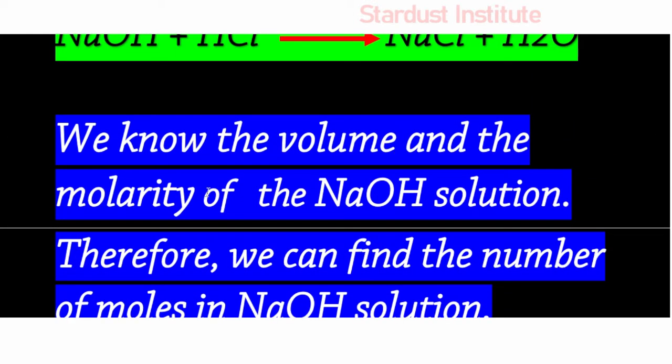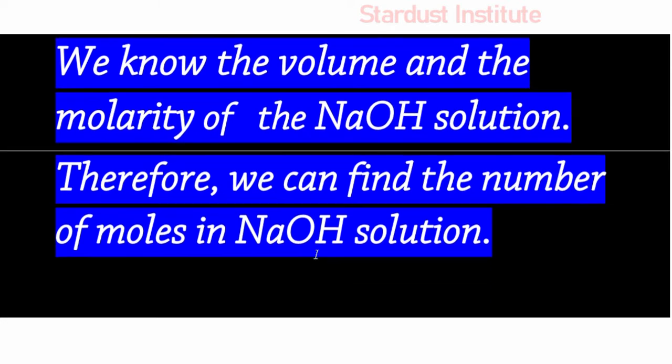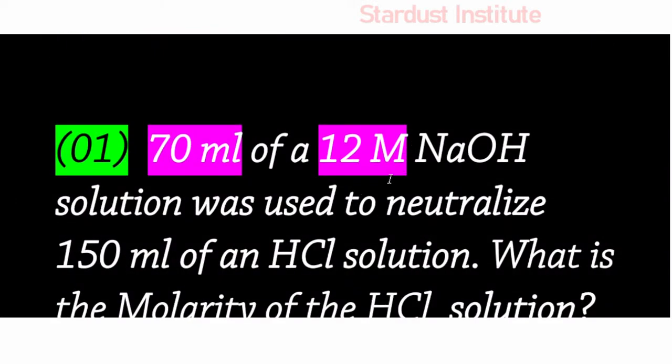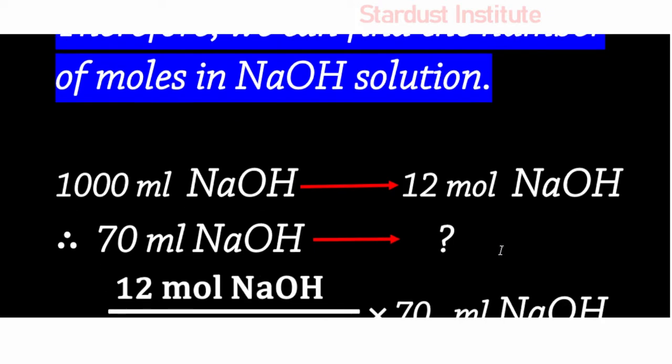We know the volume and the molarity of the sodium hydroxide solution. Therefore, we can find the number of moles of sodium hydroxide. If we want, we can use the formula of molarity, M equals n divided by V. Otherwise, we can follow this method. Molarity 12M means that in 1000 milliliters of the sodium hydroxide solution, there are 12 moles of sodium hydroxide. Therefore, in 70 milliliters of the sodium hydroxide, how many moles of sodium hydroxide are there?